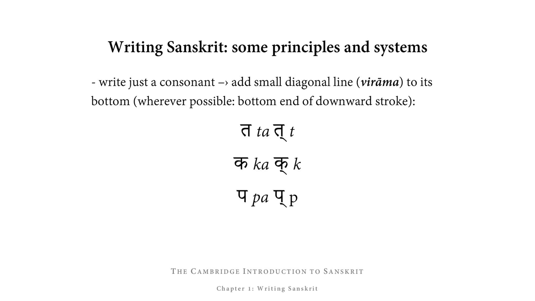If you want to write just a consonant, then what you need to do is add a small diagonal line, a so-called virama, sometimes you will also find it called halanta, to the bottom of the consonant. Wherever possible, it will be added at the bottom end of the downward stroke of the consonant. So here you have ta contrasted with t. See that little stroke, that little diagonal at the bottom? Ka with k, pa with p, and so on.